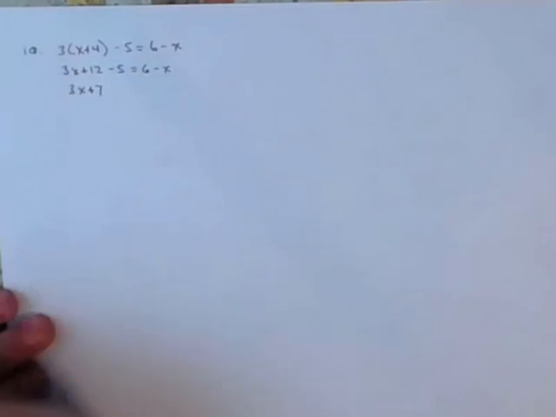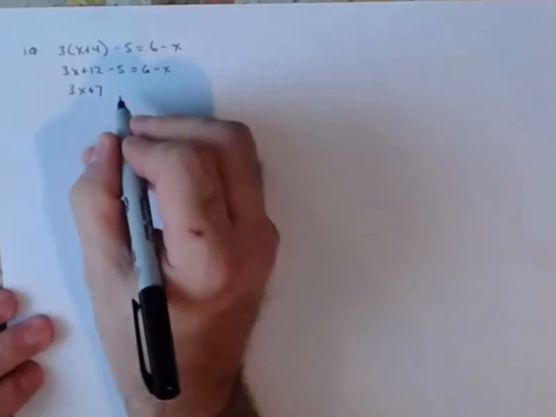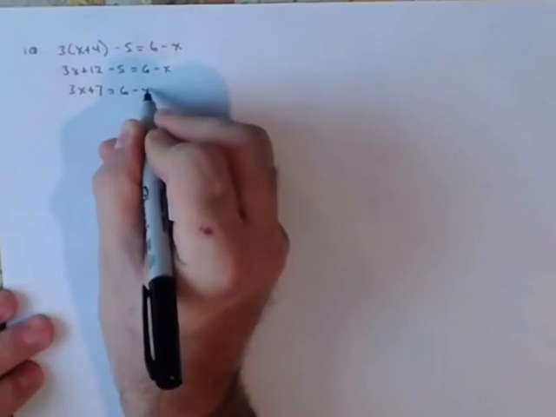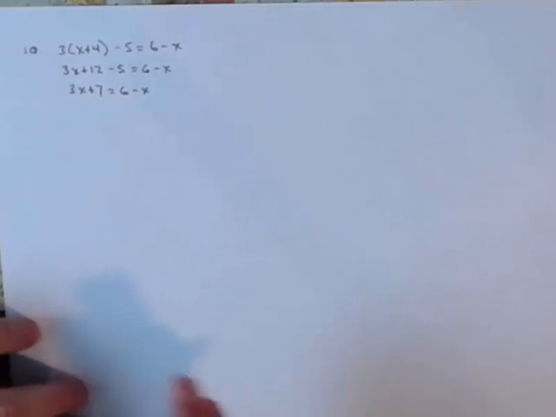12 minus 5 is 7, and that equals 6 minus x. So now we've combined all of the like terms on the left and the right-hand side of the equal sign. The next step is to get the variable you're solving for alone on one side of the equal sign. In this case, I tend to prefer the left-hand side, so I'm going to get all of my x terms to the left and all of my non-x terms to the right of the equal sign.